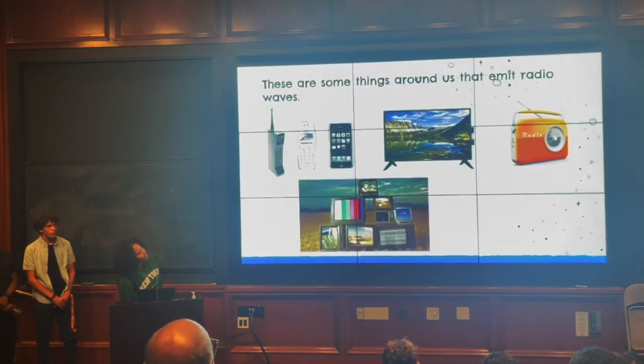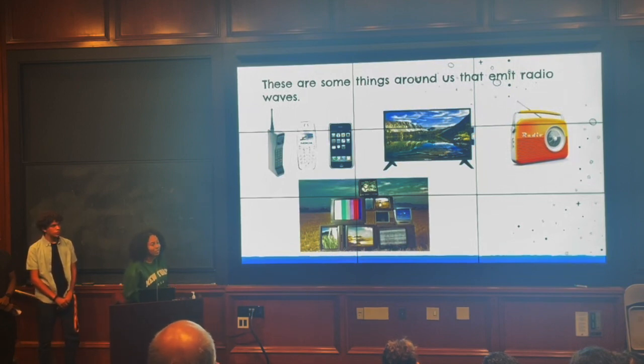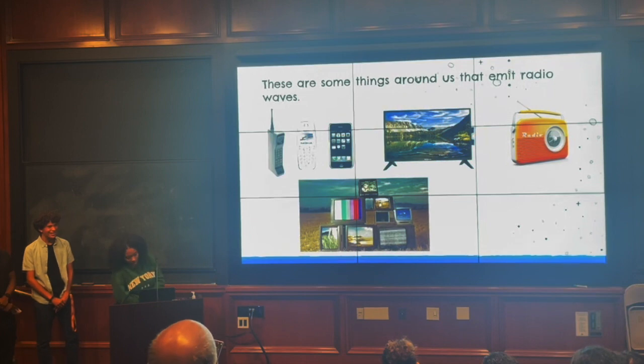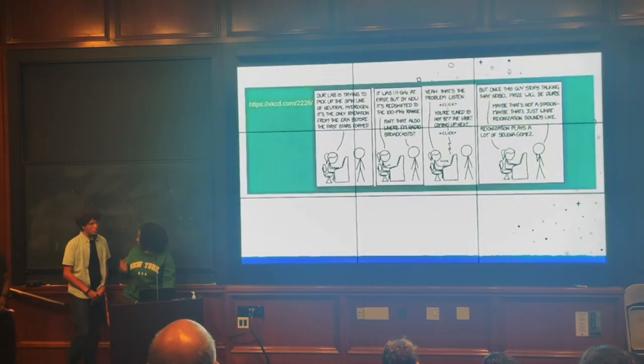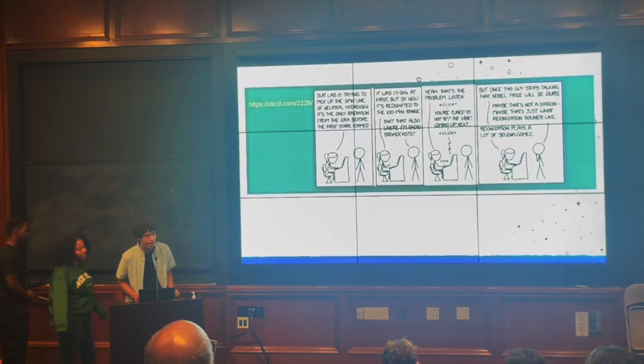These are some things around us that emit radio waves, such as cell phones, flat screen TVs, radios, and even old broken televisions that none of us use anymore. There are a lot of things that come around with the hydrogen frequency. Like we explained, we would like to do an experiment with you.